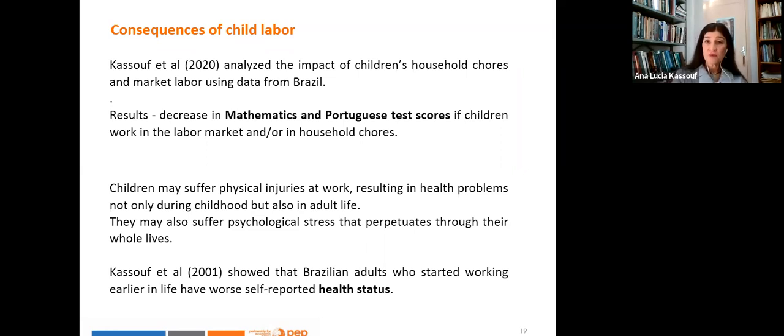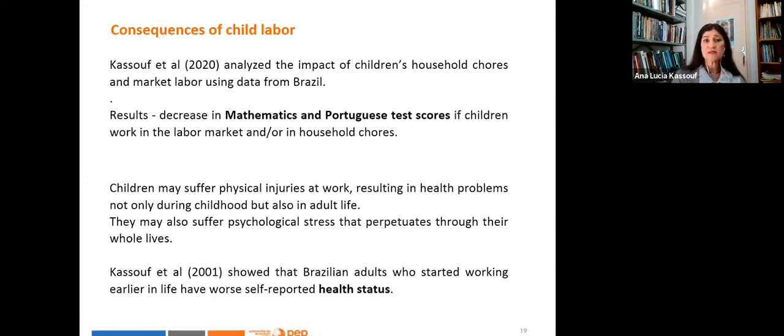Even if they study, because in some countries they have shifts of school, schools in the morning, schools in the afternoon, schools at night, that allows kids to study, to go to school and to work. Even when they work, their performance in school is lower. So we show that kids that only do household chores have lower performance in school. And if they do market labor, it is even worse. Why? Because they are tired, they don't do homework, they don't have time for that, they don't perform well in school.